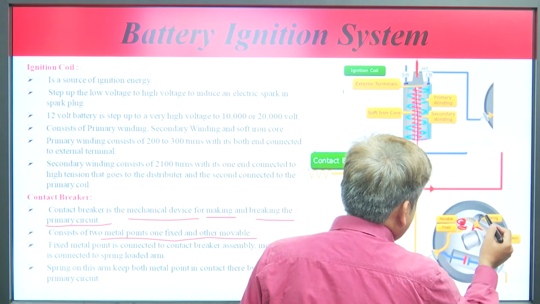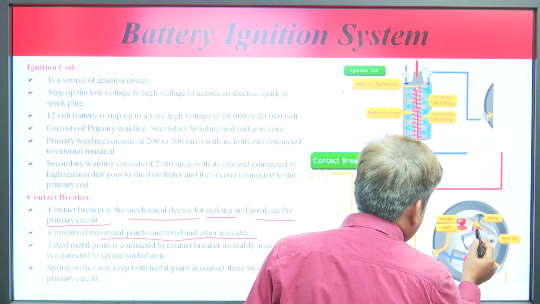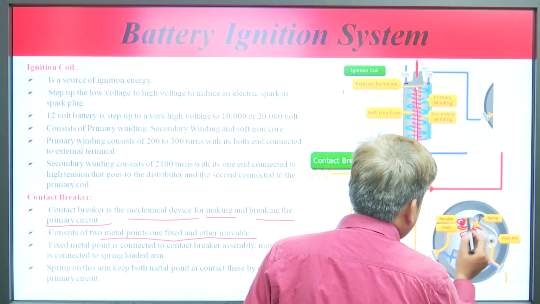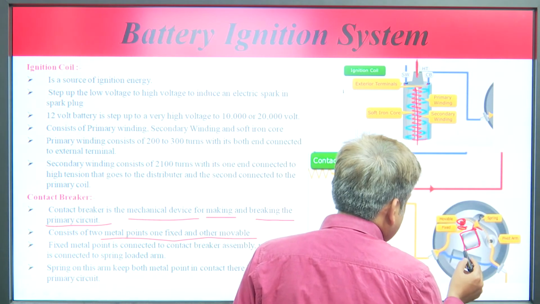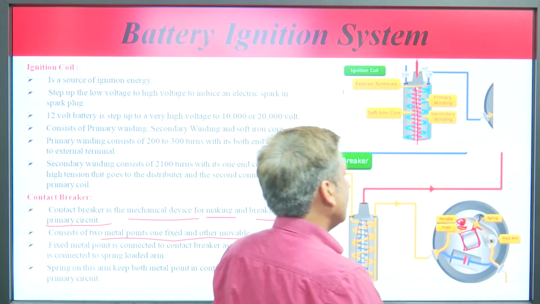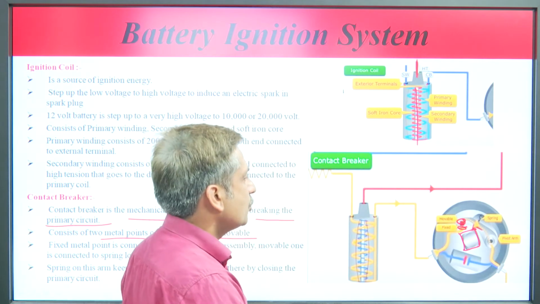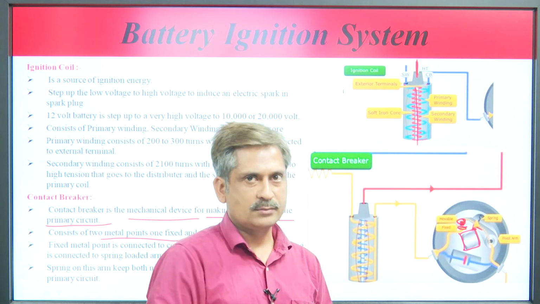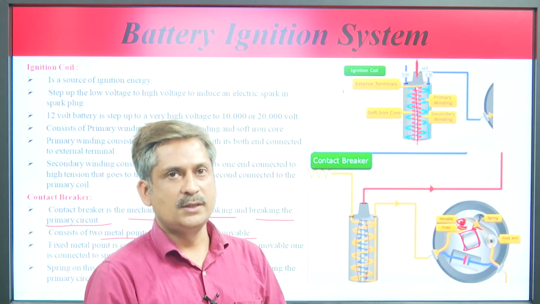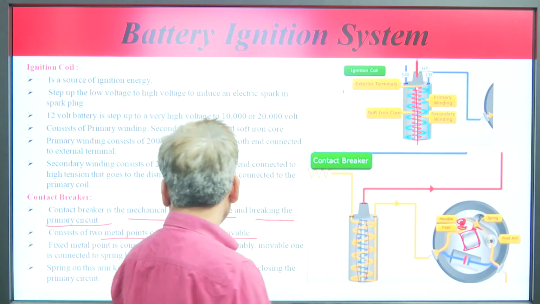with the help of some spring loaded device. And this part is called the cam, and this cam has 4 corners: 1, 2, 3, 4. It will be used for a 4 cylinder engine. If it has 3 corners, then it will be used for a 3 cylinder, 2 cylinder or 1 cylinder.